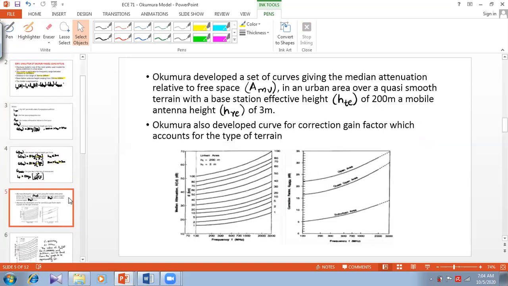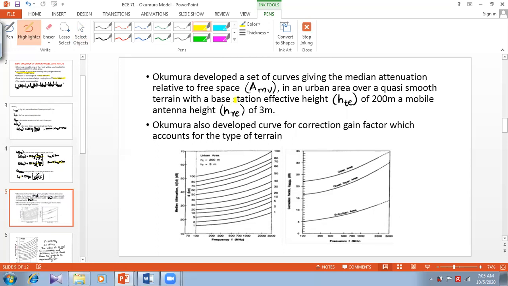As we discussed, to calculate AMU, we were given a curve. This is the curve from which we can calculate AMU, which is the median attenuation relative to free space. So how did Okumura develop it? Okumura developed a set of curves giving the median attenuation relative to free space, AMU, in an urban area. His consideration was an urban area with quasi-smooth terrain.